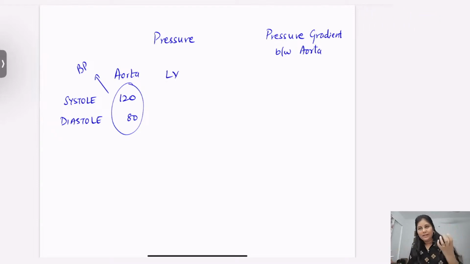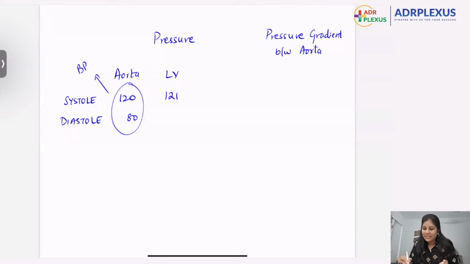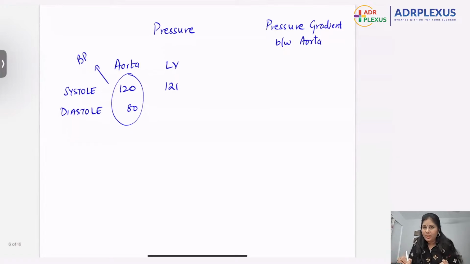Left ventricle, during its systole, the pressure is more than the pressure in the aorta. That's how it can pump its blood to the aorta. It should be more than the aorta, so it should be 121, a little bit extra than the aorta. And during diastole, the left ventricular pressure is 0, right?